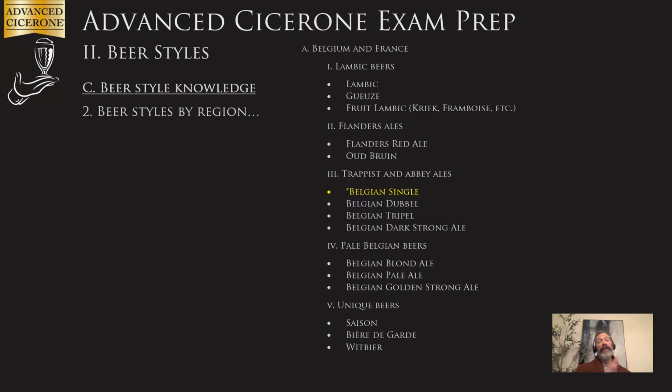Then we start looking at the list of beer styles. The list in the CC, or Level 2, syllabus was about 70 beer styles. Let's go through the same list that's in Advanced and highlight what is new. As we go through Belgium and France, most of the beers are the same, but in the Trappist Abbey Ale section, they've added Belgian Single. So that's got to be added to your list of beers to become familiar with.